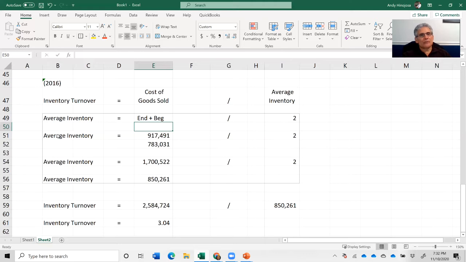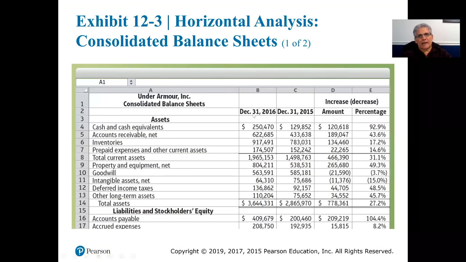So in this example, for inventory for 2016, we're going to go to slide number 11, and we have inventories. Ending balance was 917,491. That was for 2016. Now the beginning balance is equal to the ending balance of the prior year. So that would be 783,031. Those are the two numbers we're going to be using. We're going to add them together and divide it by 2.